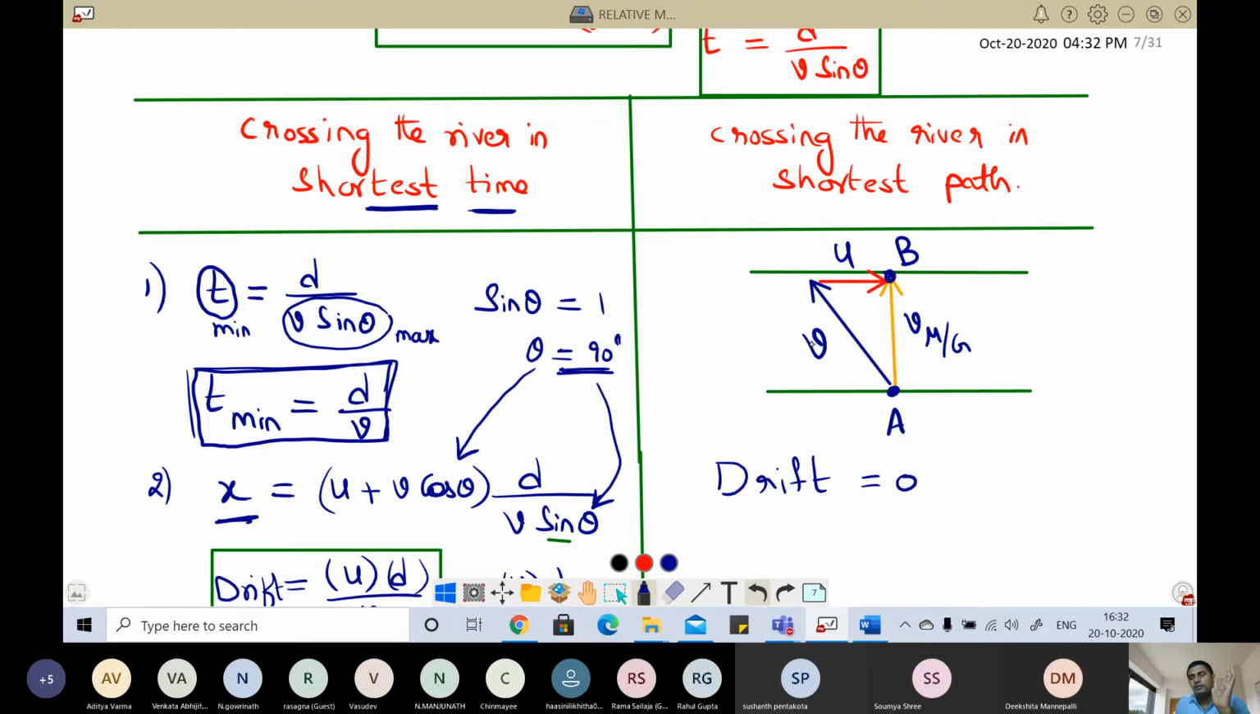The drift, when I told in one of the lectures, is the distance traveled in x direction from the target point to the landing point, that is when you don't know the destination. Please understand. So here the drift occurred is 0. Very important point. With this only we can proceed to the next part. So here the drift is 0.